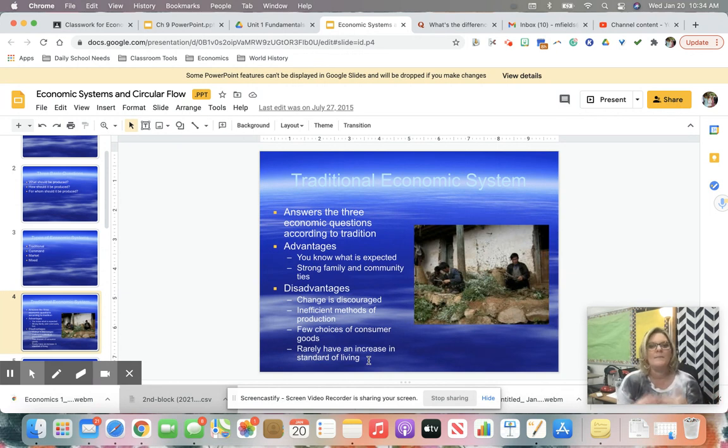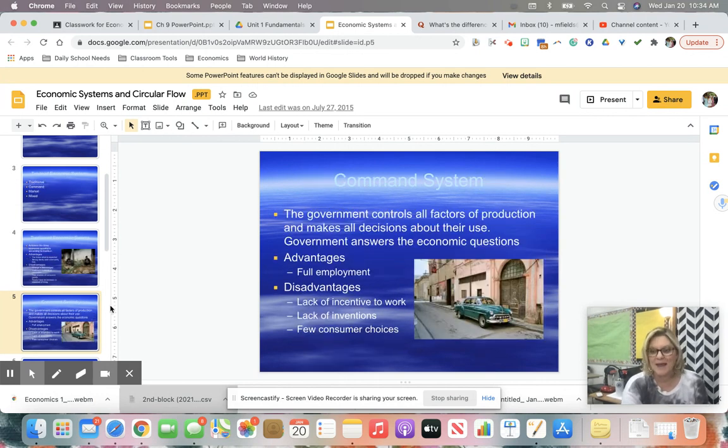In a traditional economy, you're not going to get that type of competition that drives the standard of living and has innovation that exists in, say, a market economy or a mixed economy. The next one is a command system. So a command system is where the government controls all factors of production.